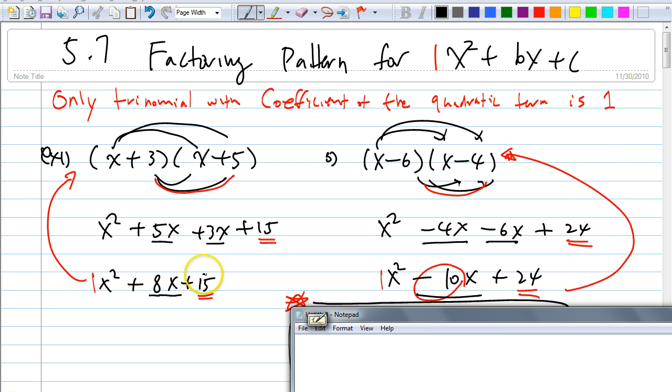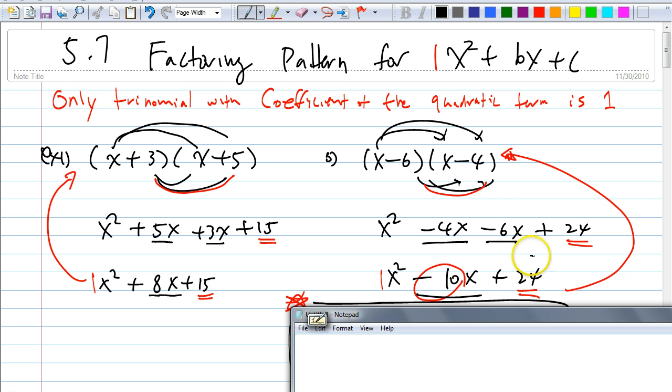Now look at how we got 15 here. How did we get 15? It was 3 times 5. That's how we got 15. How did I get 24? Is it 6 times 4 or is it negative 6 times negative 4? Negative 6 times negative 4. That's right.